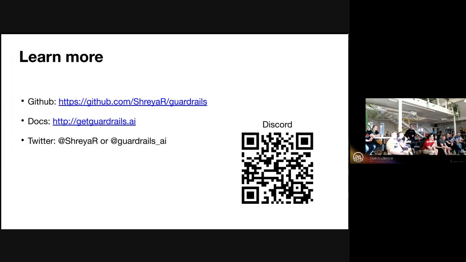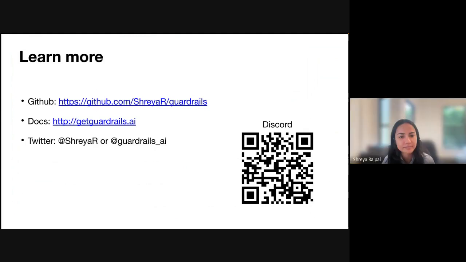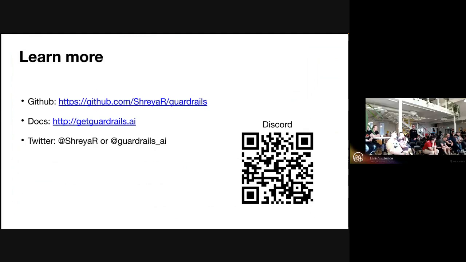Hello, I hope you can hear me. I was wondering about the re-asking of the large language model, more like how the internal workings go. How does Guardrails produce a new prompt? Can you tell more about how it composes that new prompt?